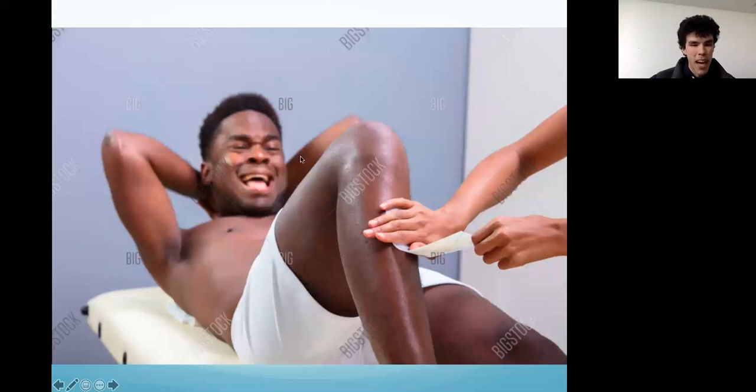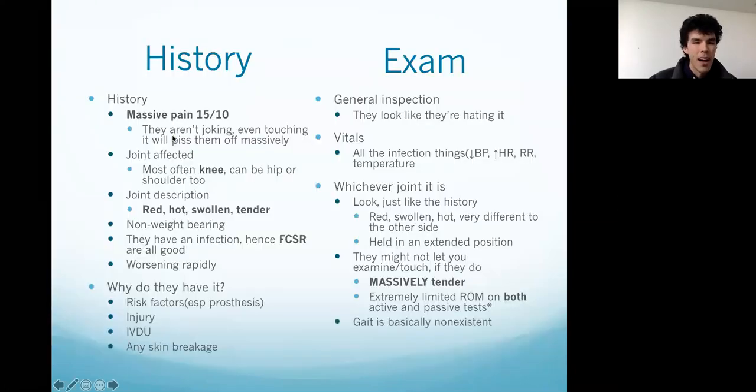So they're super unhappy with you if you try and touch it, not because you're waxing them. So, massive pain. The joint infection is probably a big joint: knee, hip, shoulder. If it's a finger or something, you're very unlikely to be having something like septic arthritis. It's probably going to be gout. Red, hot, swollen, tender, non-weight bearing, and they will have an infection.